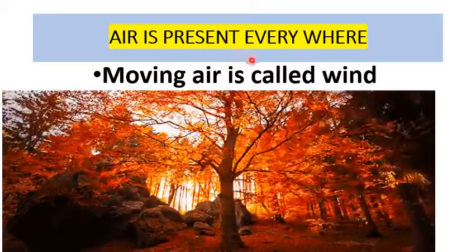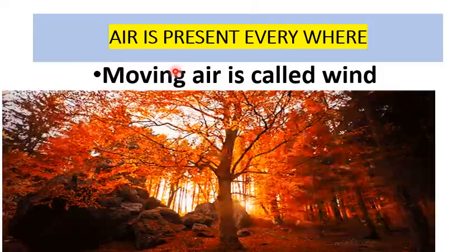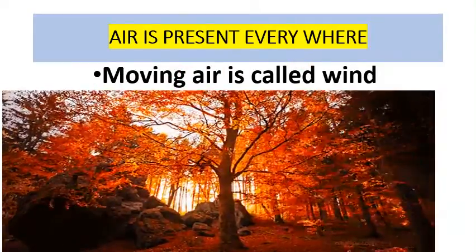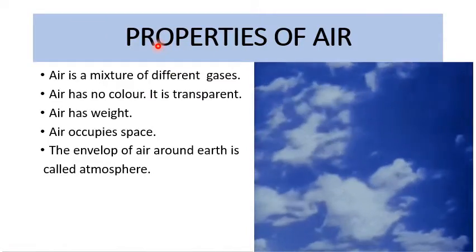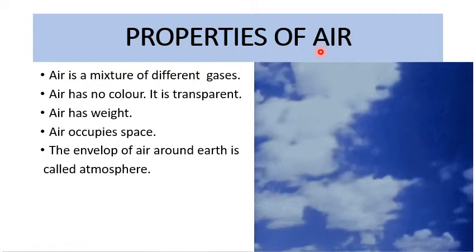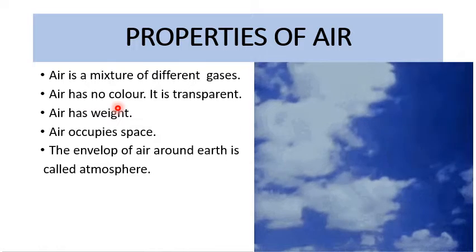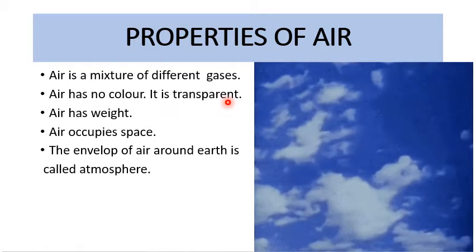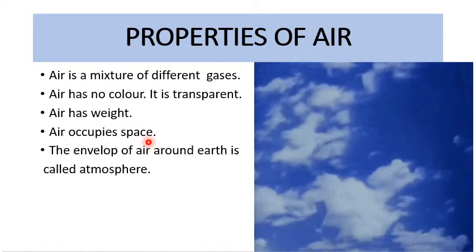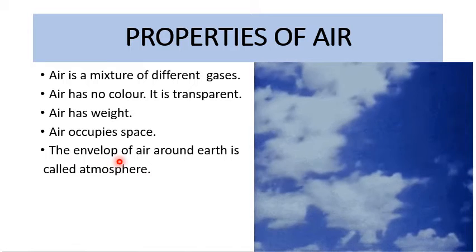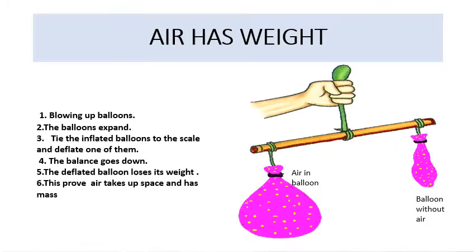Air is present everywhere, and moving air is called wind. So what are the properties of air? Air is a mixture of different gases. Air has no color. It is transparent. Air has weight. Air occupies space. The envelope of air around Earth is called atmosphere.